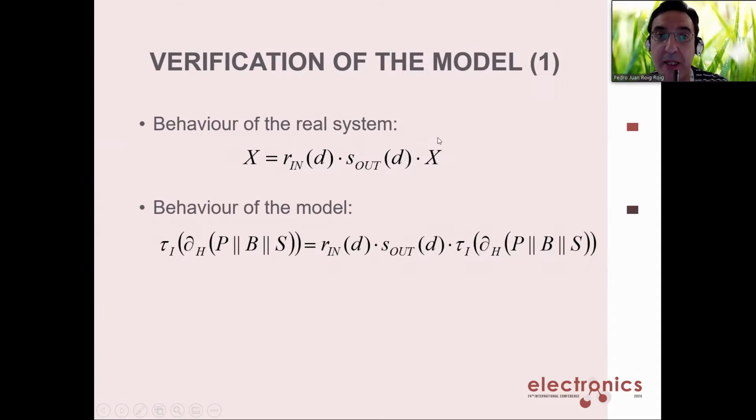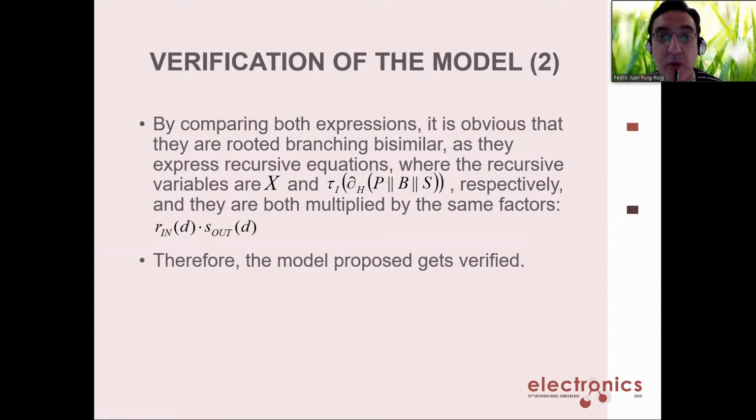So in order to verify the model, we compare the behavior of the real system, which would be like this: an entity receiving a message from the outside world, from a sensor, and sending that message at the end of the day to the outside world from an actuator. And the behavior of the model is basically the same. We have the entity, we receive the message from the sensor, and we send the message through an actuator, and repeat the entity again. By comparing both expressions, it is obvious that they are both rooted branching bisimilar, as they express recursive equations where the recursive variables are x and this entity respectively, and they are both multiplied by the same factors, meaning r_in(d) and s_out(d). Therefore, the model proposed gets verified.